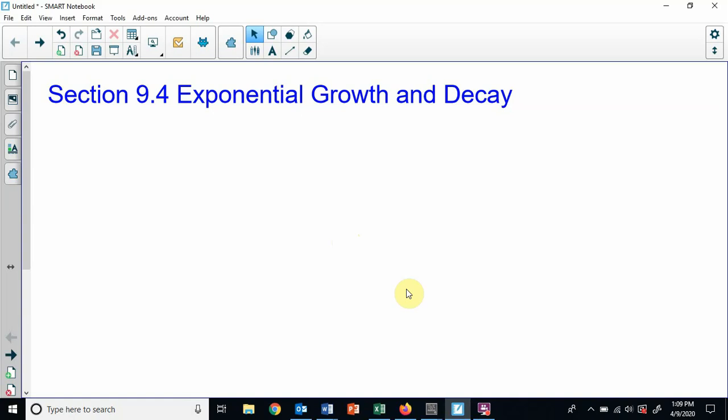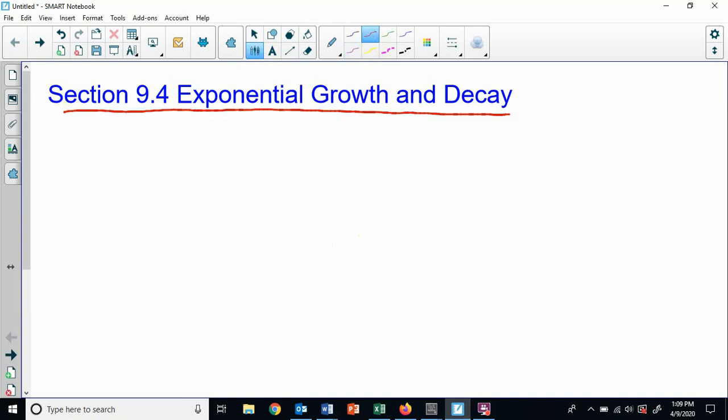What we're doing now is taking the next natural step in studying these exponential functions. We're going to dive a little bit deeper today, looking at two special flavors of exponential functions: growth and decay. Last time we looked at how the graphs looked and how to solve them, and we're diving a little bit deeper into them.